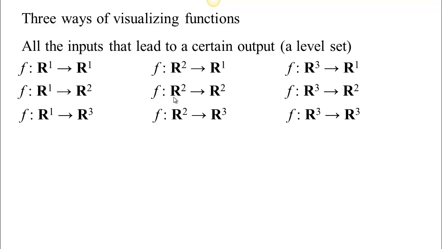A third way of visualizing a function is just to look at the inputs that lead to a certain output. Let's look at an example that you're probably familiar with. If I write down the equation x squared plus y squared plus z squared equals 1, you know that that's a sphere of radius 1, right? It's not really a function, although it does define one variable in terms of the others.